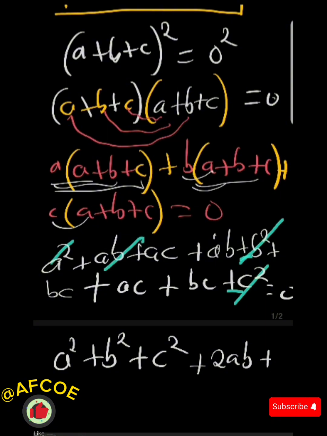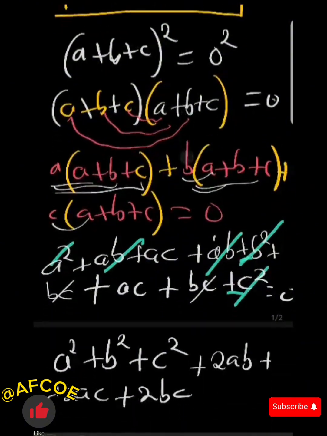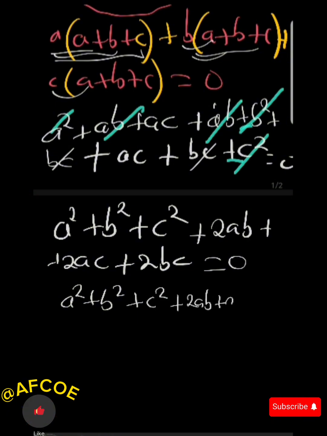If you want, not to get confused, you can use your pencil. So ac again, we have 2ac, and we also have plus 2bc. Okay, now equals 0. Now we are having a squared plus b squared plus c squared plus 2ab plus 2bc plus 2ac, something like that. The c should be at the end, the b should be closer.